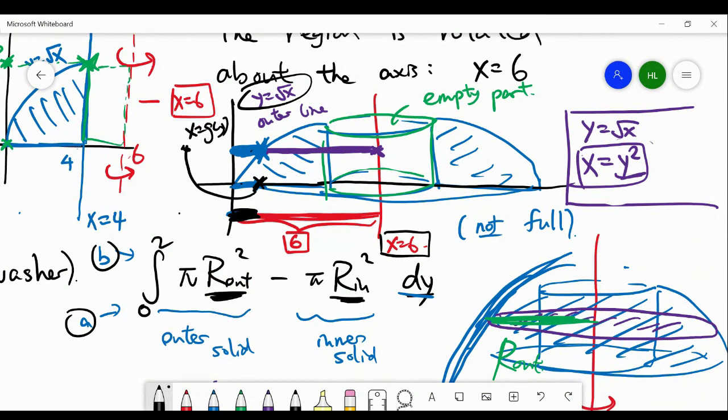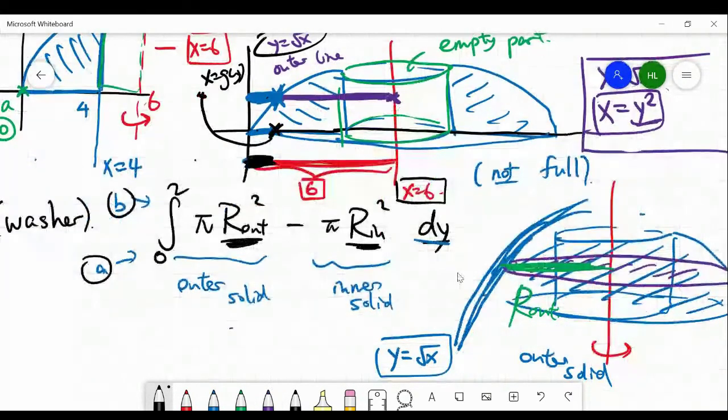We get the length of the horizontal purple line by using 6, the whole length, minus basically the black part, which we call x equals y squared, right? So 6 minus y squared is what we have for the outer radius, if you get my point. And how about the inner radius? We do the same thing here.